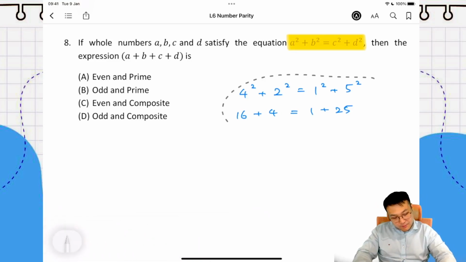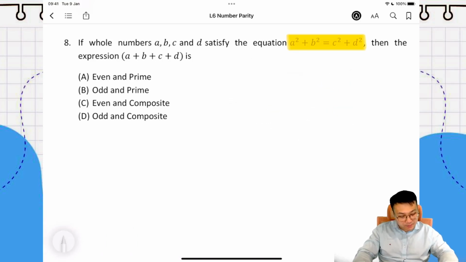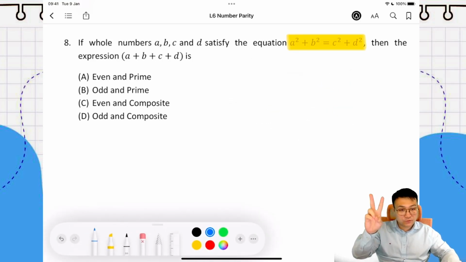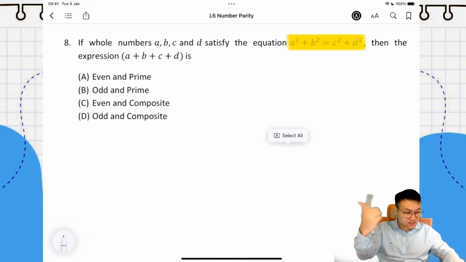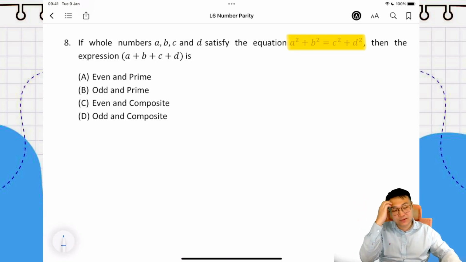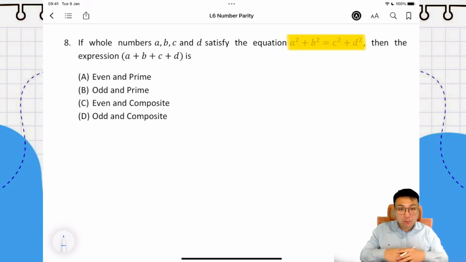Now, let me tell you what is a prime number. I think everyone knows what is a prime number, right? A prime number only has 2 factors, number 1 and itself. That means you can only divide it by 1 and itself. What is a composite number? A composite number is a number with more than 2 factors. That means a composite number can be divided by more than 2 different numbers. Okay?